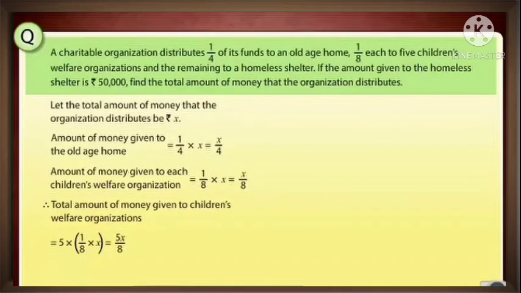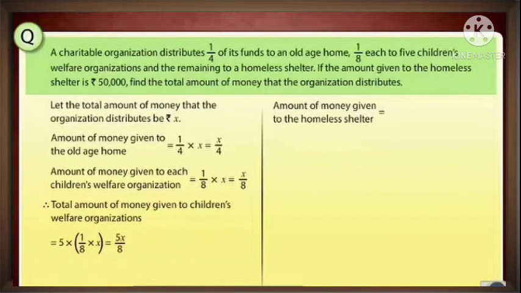The problem also states that the remaining amount of the funds is donated to a homeless shelter. This amount can be found by taking the difference of the total amount of money donated and the sum of the amounts donated to the old age home and children's welfare homes. So, the amount of money donated to the homeless shelter is x by 8.